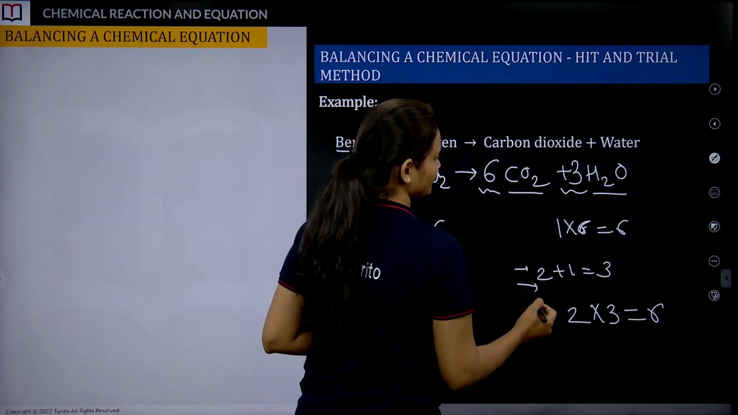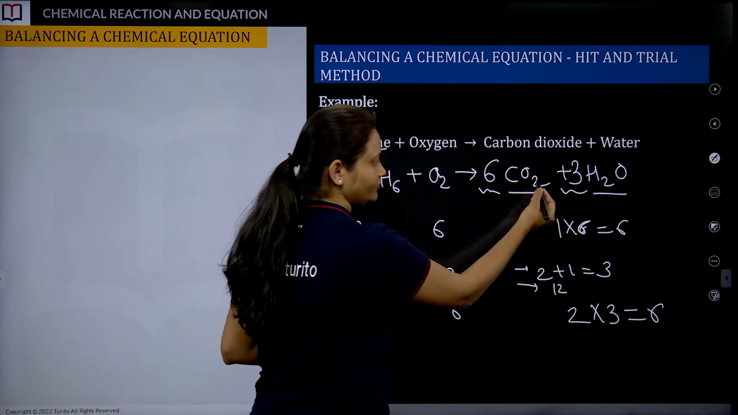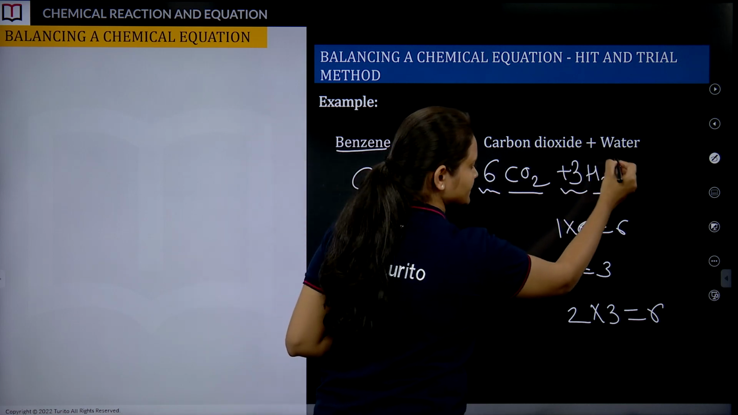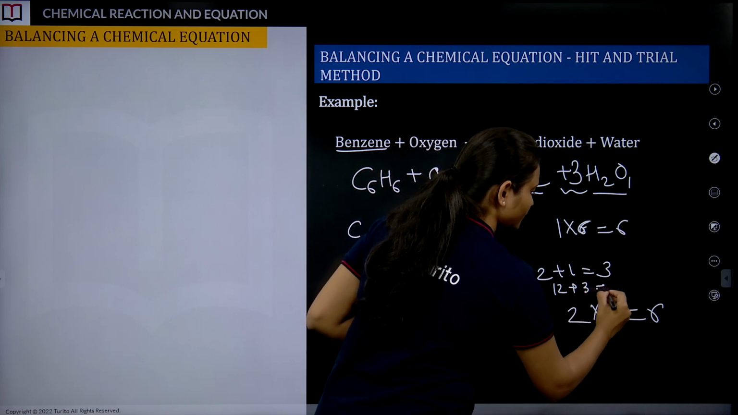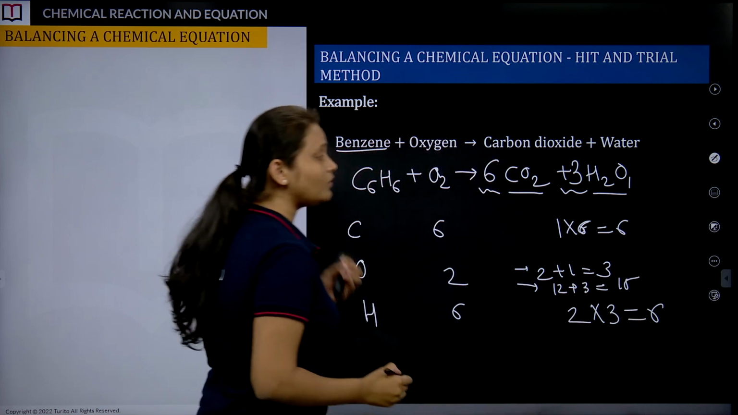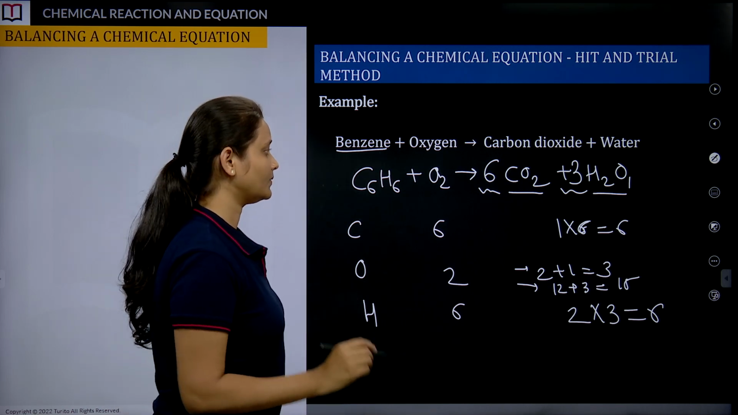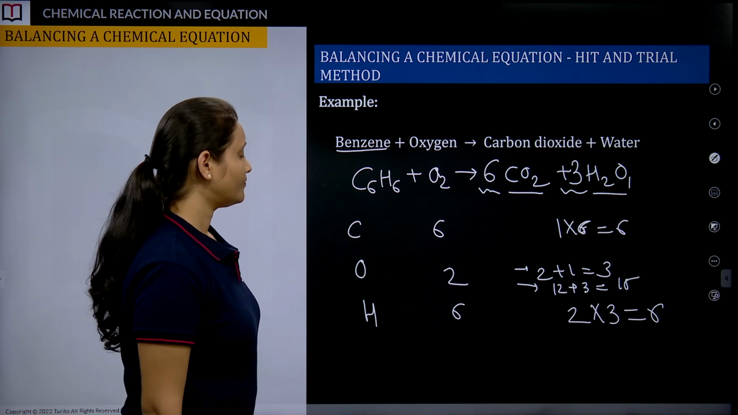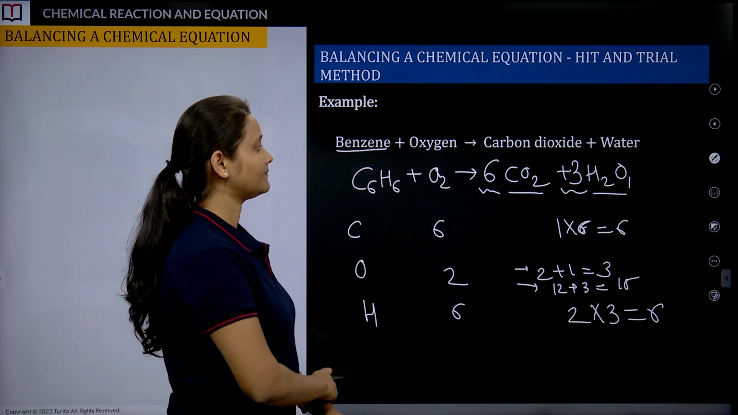6 into 2 is 12. 6 is the coefficient, 6 into 2, 12, which is coming from carbon dioxide. Here 3 is applicable for oxygen, 1, 3 into 1, 3, giving you 15 oxygen atoms. 15 oxygen atoms, okay. Now, what should get done? What do you think?